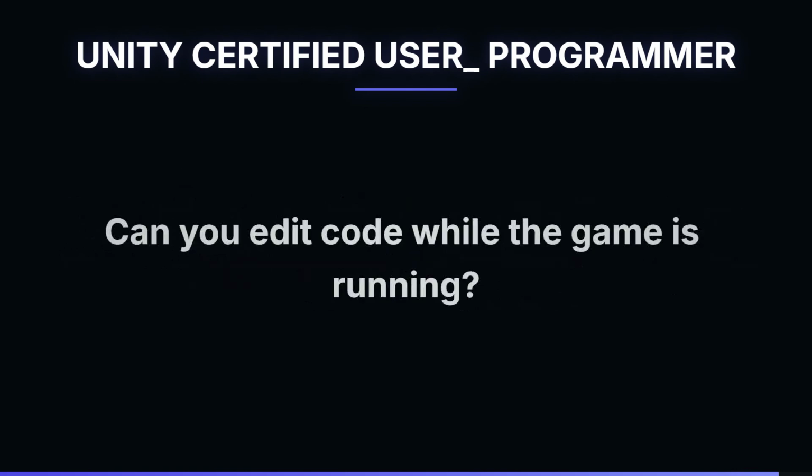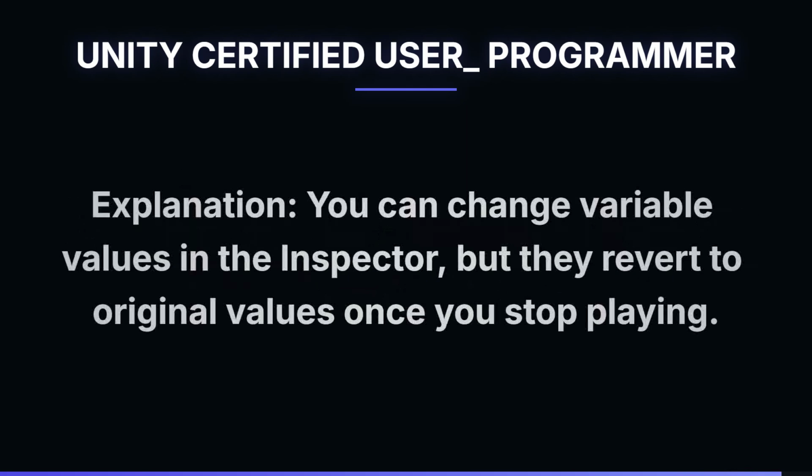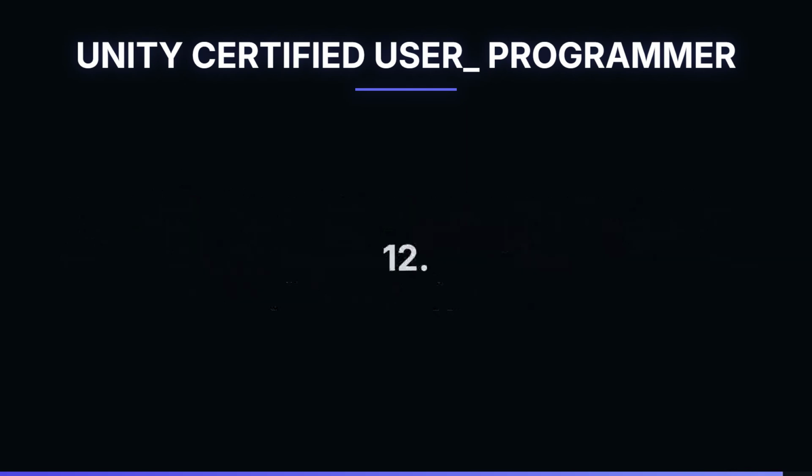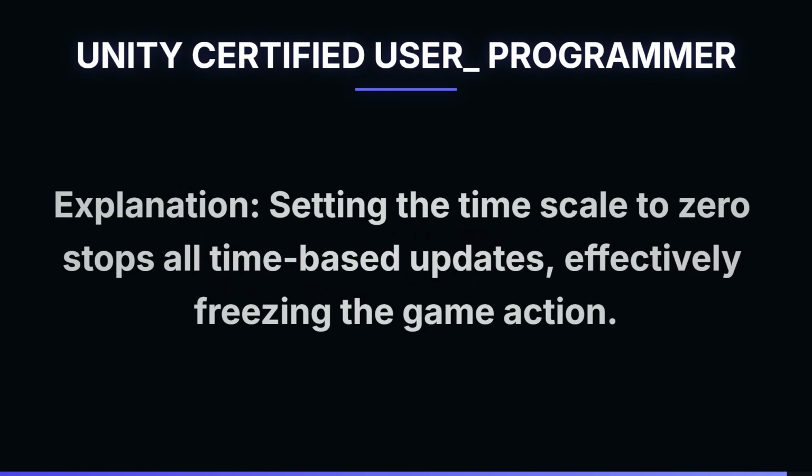11. Can you edit code while the game is running? Answer: yes, but changes reset after stopping. Explanation: you can change variable values in the inspector, but they revert to original values once you stop playing. 12. What does timescale equals 0 do? Answer: pauses the game. Explanation: setting the time scale to 0 stops all time-based updates, effectively freezing the game action.